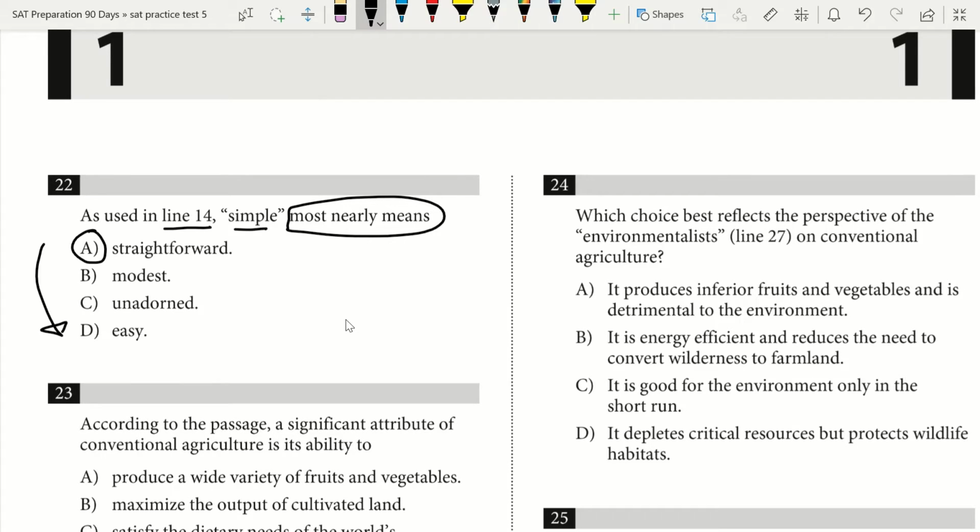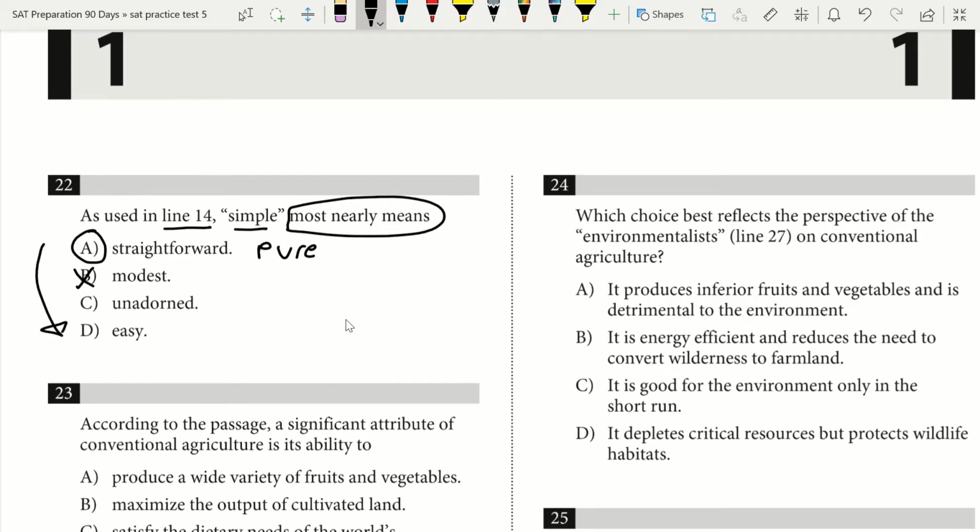Now let's say that we didn't come up with straightforward. Let's say we thought pure was going to be our correct answer, on a pure land-to-food basis, right? We would then go through our options and find which was closest to pure. In this case, the closest to pure would also be straightforward, so we would get to straightforward as well, right? We look at option B, it says modest.